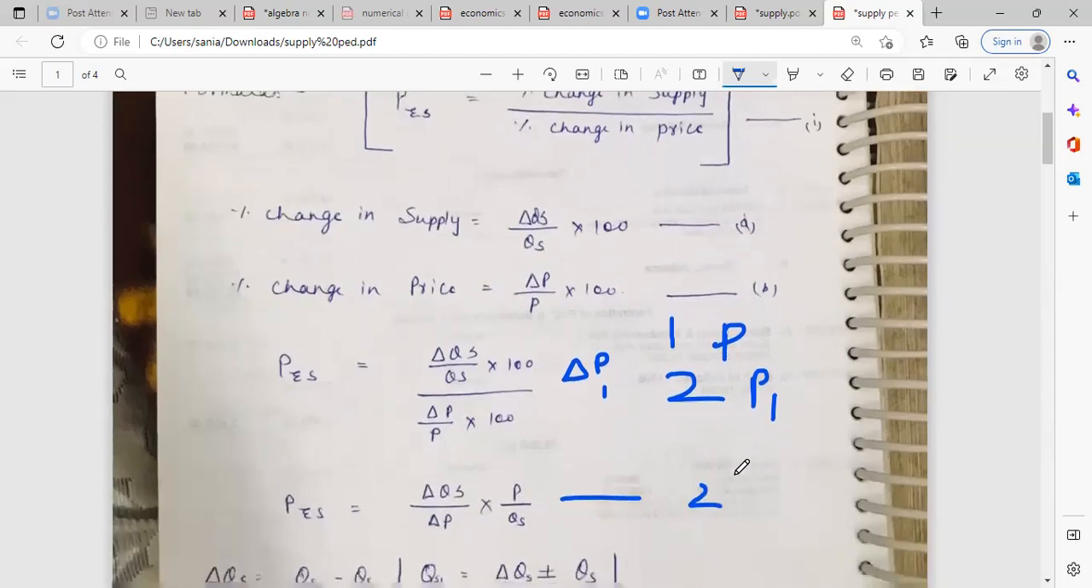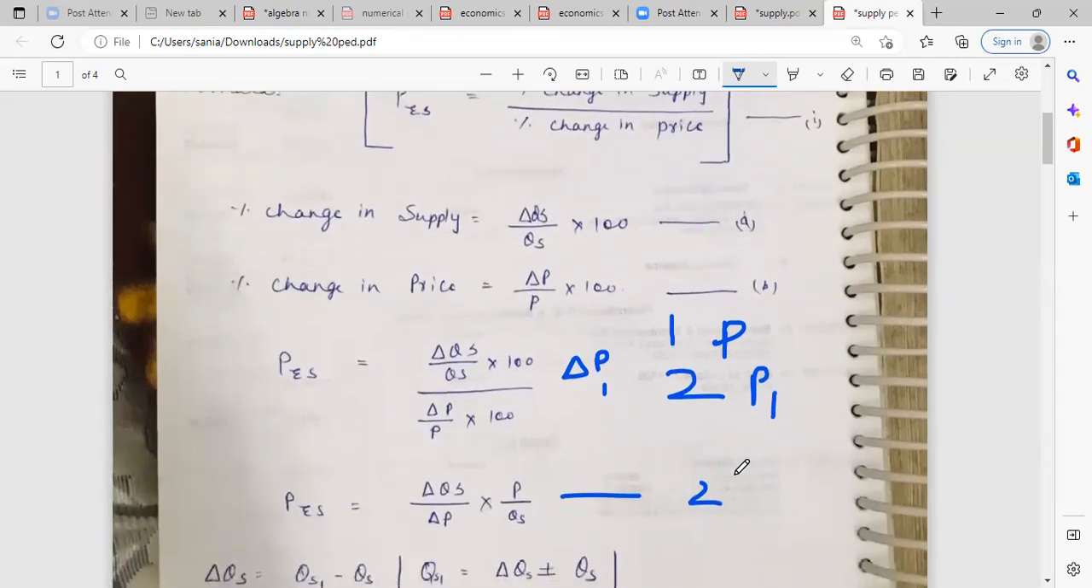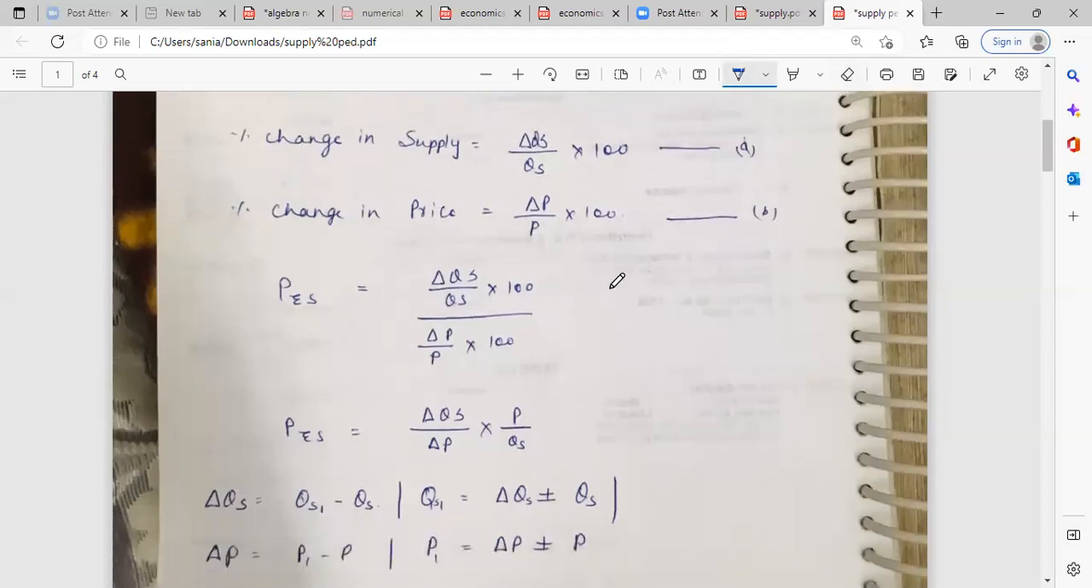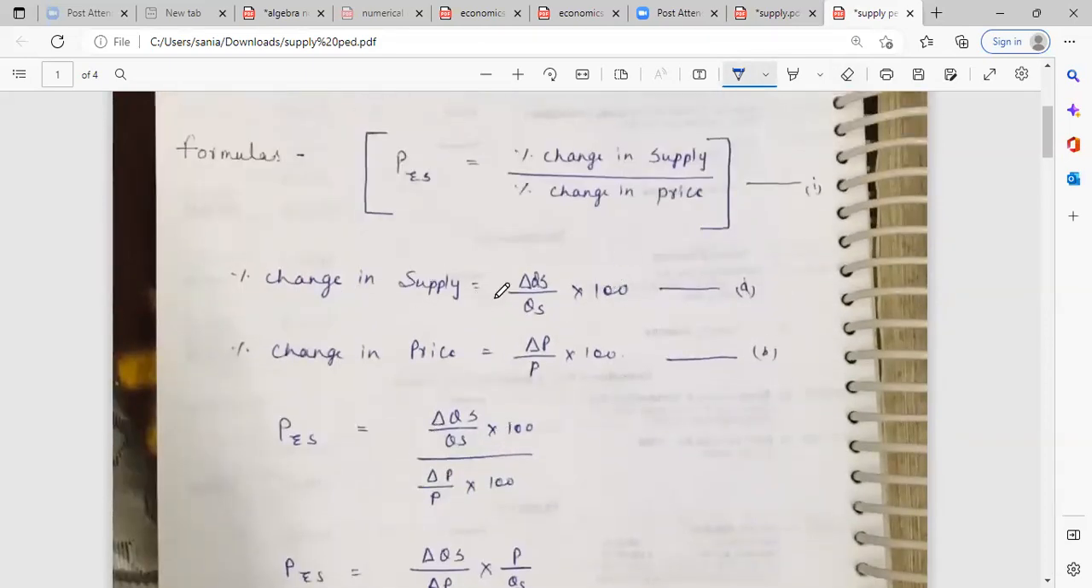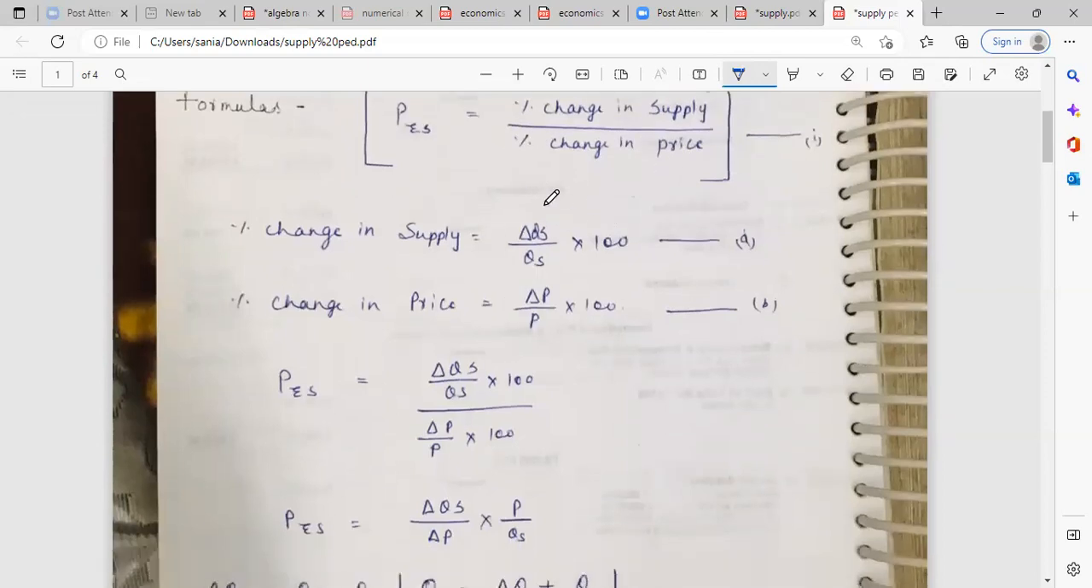Yes, ma'am. Right now, don't worry about what this is. Just write down the formulas for today, and from the next class onwards, when we do it with the help of numericals, you will get to know more. So this is A and this is B. Instead of writing percentage change in supply and percentage change in price, you will write this formula and this formula.